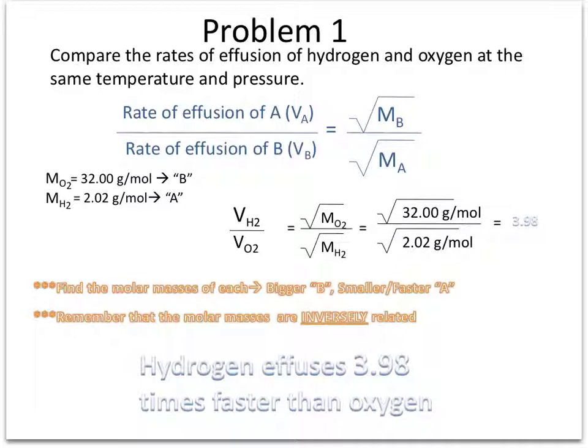We are discussing this in terms of a ratio between gas A and B. The answer is the inverse square root of the molar masses of the gases, where the larger gas is divided by the smaller gas and then the square root is taken. In this particular example, the final answer of 3.98 means that hydrogen, the smaller, lighter, faster gas, will effuse 3.98 times faster than oxygen.